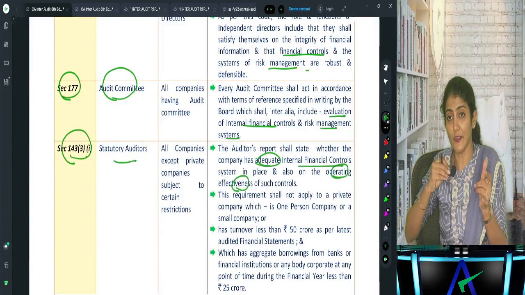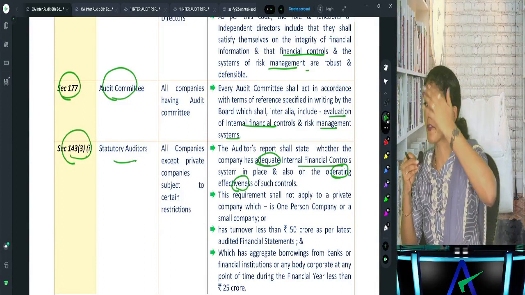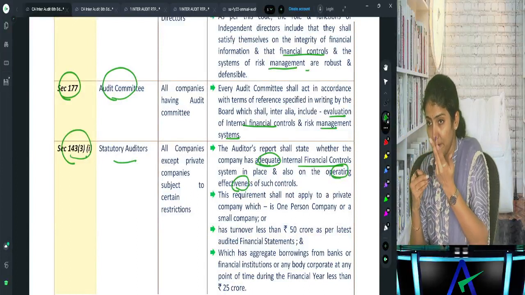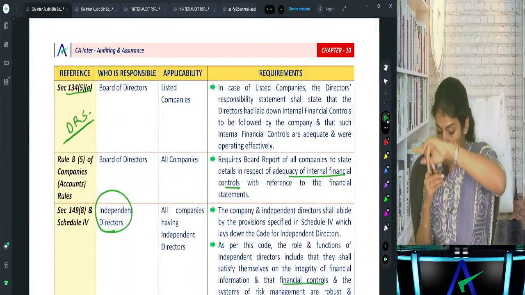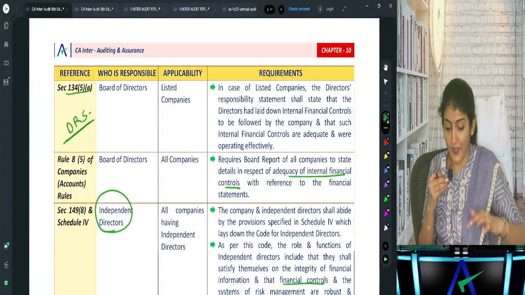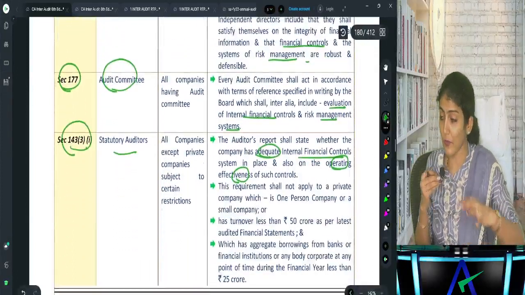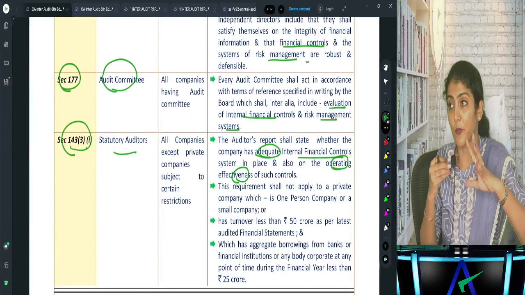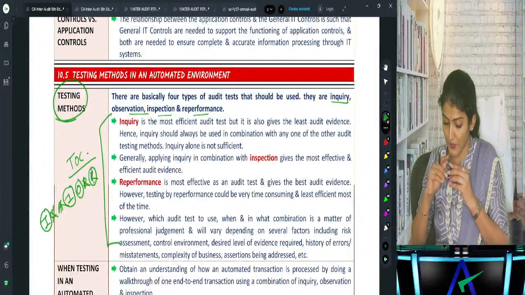So here what they've done, control F in company law. Where all in company law do you see a reference of the IFC? 134 subsection 5. Then the company audit rule. Then in the board report. Then also the duties of the independent director. Then also it comes in the role of the audit committee, and also the statutory auditors need to report on the same. Right, so that's the point over there regarding the IFC. Now coming to the testing methods. Are you all with me?